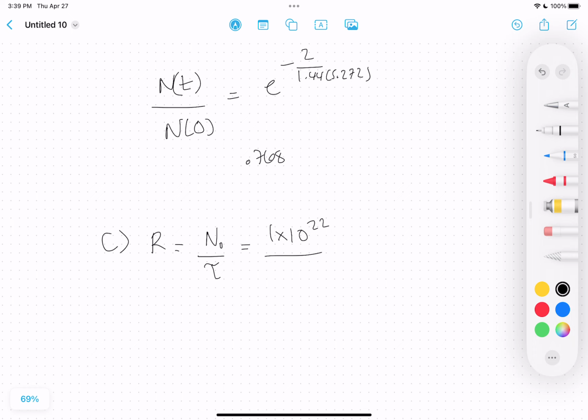It's 1.44 times the half-life, right? So 1.44 times the half-life of 5.272. That's the tau. And then from that, we can get our... that would be in years. But here, we have to have things in decays per second. So whatever years you have, we have to convert them to seconds.